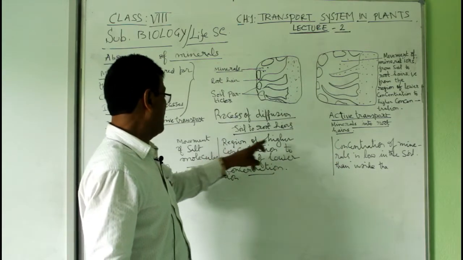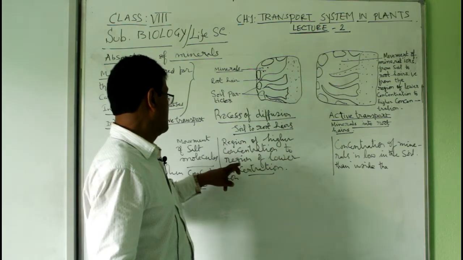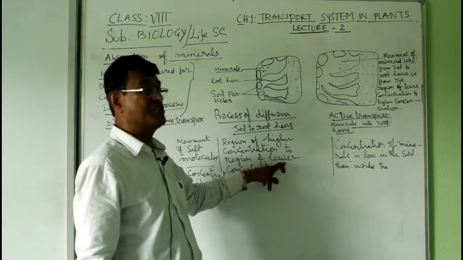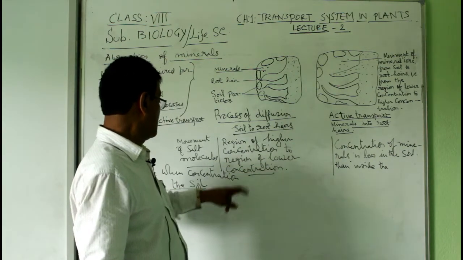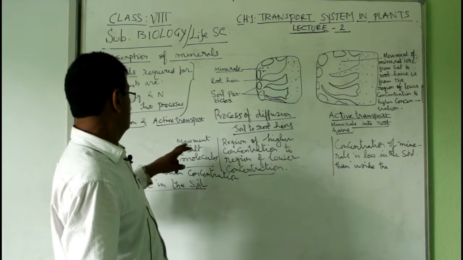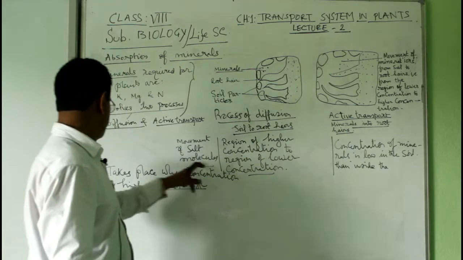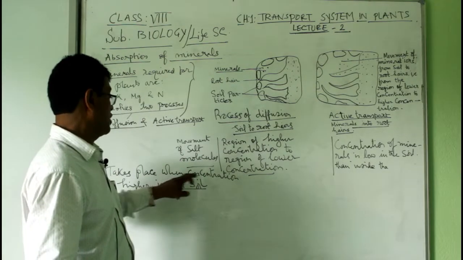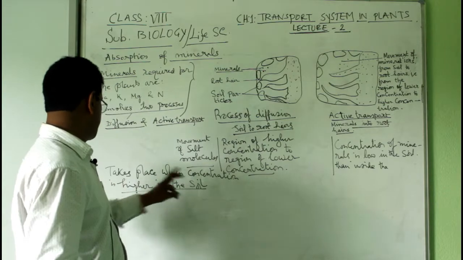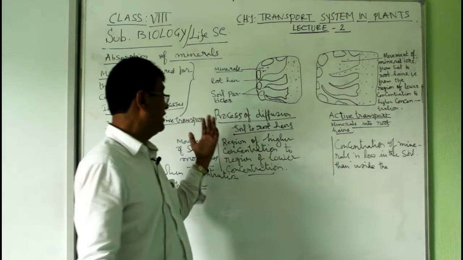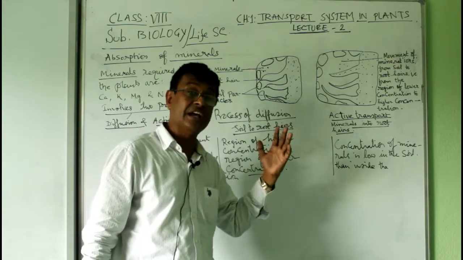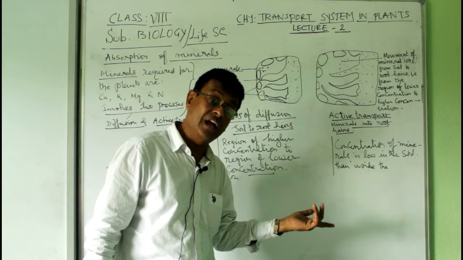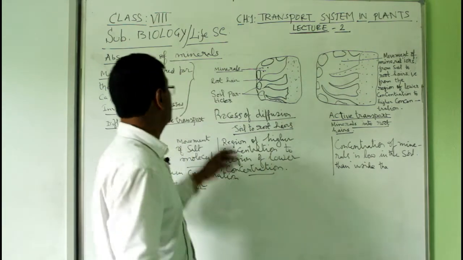Here it is movement from the region of higher concentration to the region of lower concentration, that is diffusion. The movement of salt molecules takes place when the concentration is higher in the soil than in the root hairs. So this is one part.